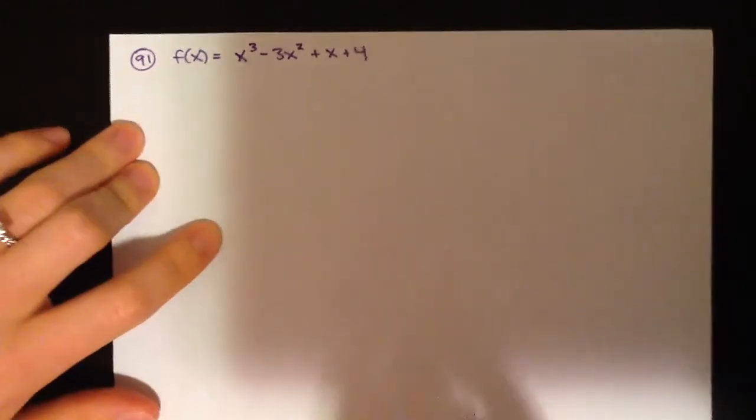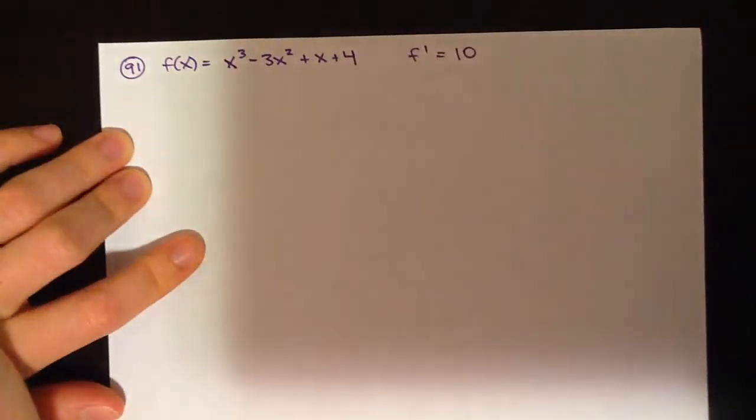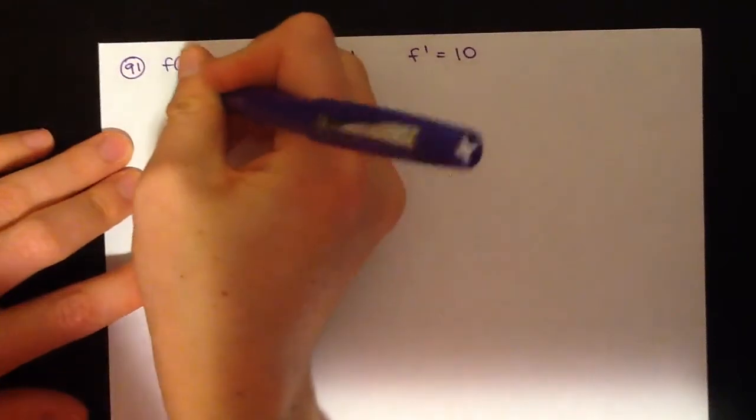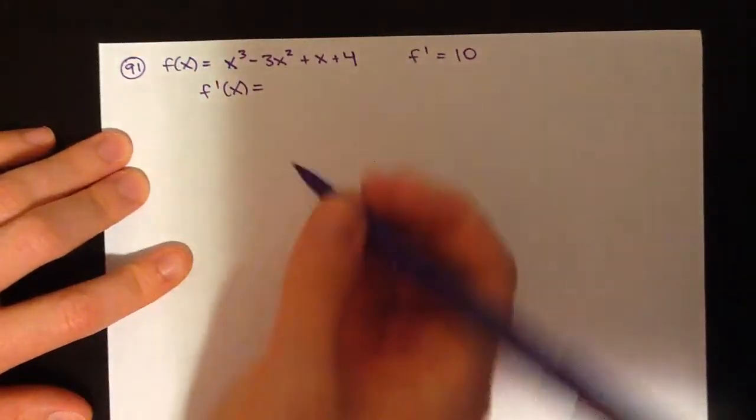So we want to find a slope of 10. So f prime represents the slope. We want the slope to equal 10. So of course we have to find the slope first using this function. So we find a function for the derivative. Just a quick power rule for all of these pieces.